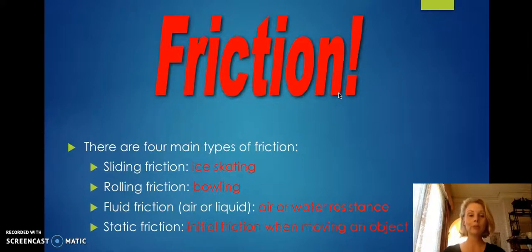So there's 4 types of friction. We've got sliding friction, like in ice skating. We've got rolling friction, like when we're rolling a ball. We've got fluid friction, so that fluid can be the air, like when we're playing golf, or it can be water resistance. And it can be static friction, that initial friction when we start moving an object.